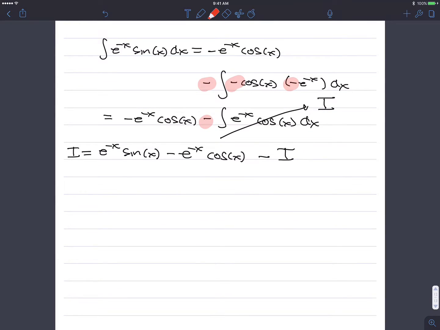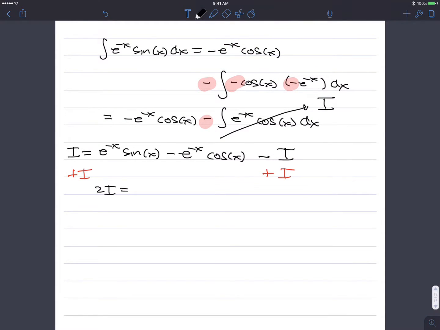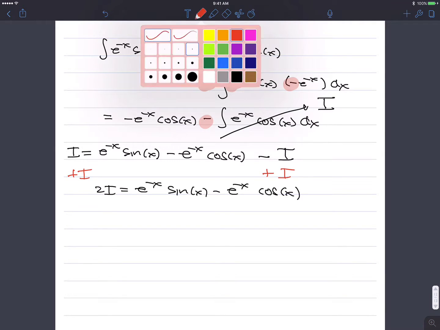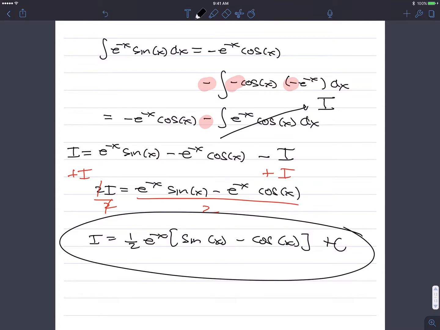So I found that integral. What I'm going to do now is add I to both sides, like before. And I get 2I will be e to the minus x sine x minus e to the minus x cosine x. And dividing both sides now by 2, I'll get I equal to, let's factor out that e to the minus x. Let's see what we get. 1/2 e to the minus x times sine x minus cosine x. Don't forget to add your constant. We are done.